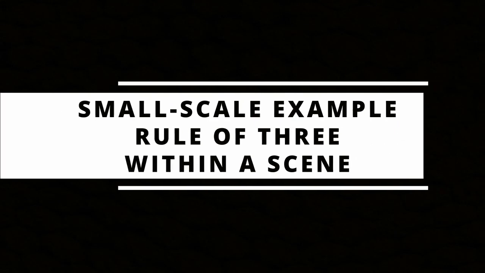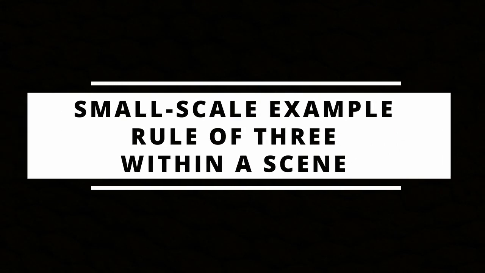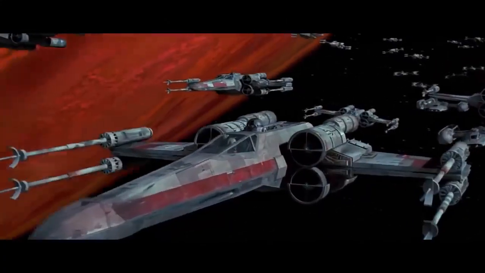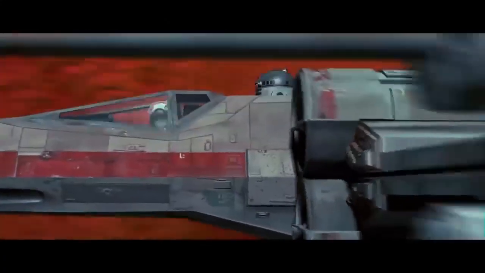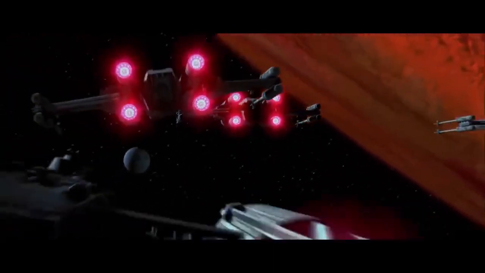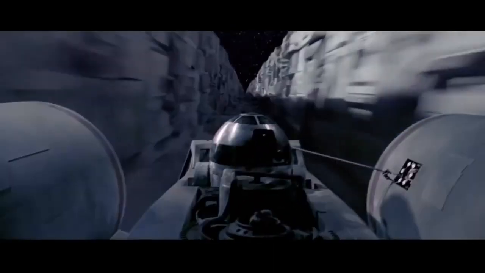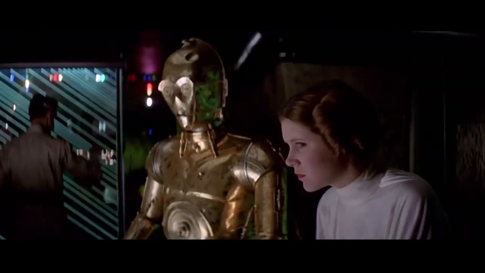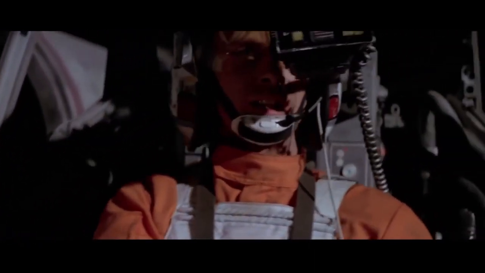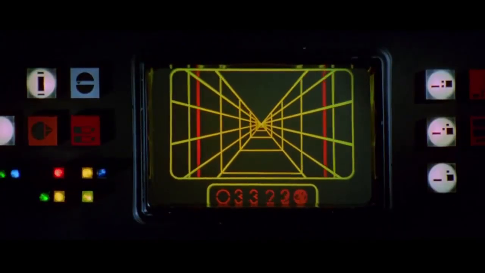For our first example, we're going to take a small-scale one. The rule of three happens within a single scene here. And this is the Battle of Yavin, the climactic scene of the original movie, the big dogfight where Luke is flying around in his X-Wing and trying to blow up the Death Star. And the element that we're going to focus on in this scene is the trench run. Now, if you remember, the trench run occurs 3 times during this scene.